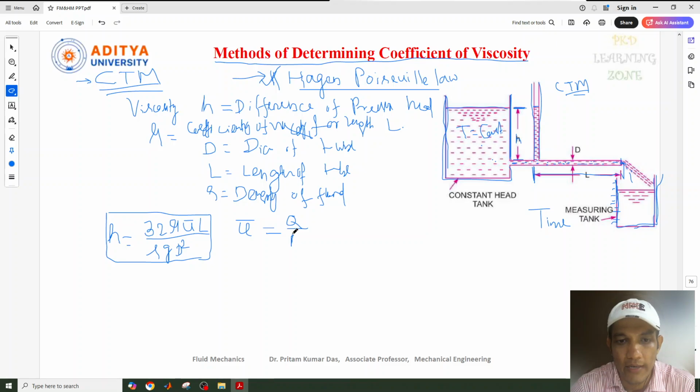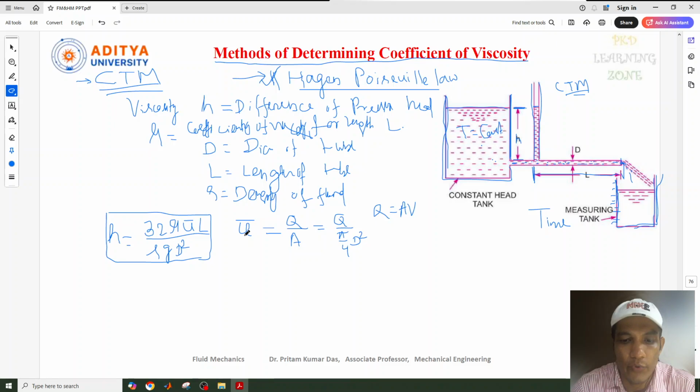U bar equal to q by a, because as per the continuity discharge equation, we can write q equal to a v. So v equal to q by a, that's why I've written it. Here we can write q by the area, which is pi by 4 d square. And as I told, Q is the rate of liquid flowing through the tube.